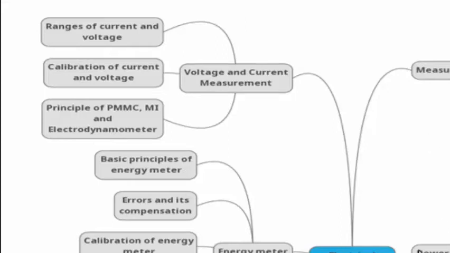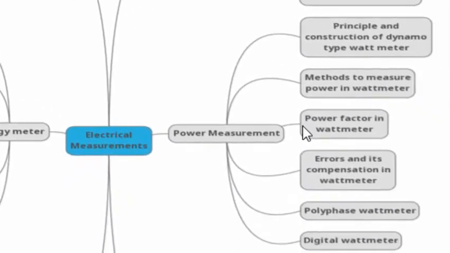The third unit is power measurement. In power measurement you will learn the principle and construction of the dynamometer type wattmeter. So what is a wattmeter? You know the unit of power is watt, so you use a wattmeter to measure power. In the third unit you will learn the construction and working principle of the dynamometer type wattmeter, what the methods to measure power in a wattmeter are, and how you measure power factor in a wattmeter.